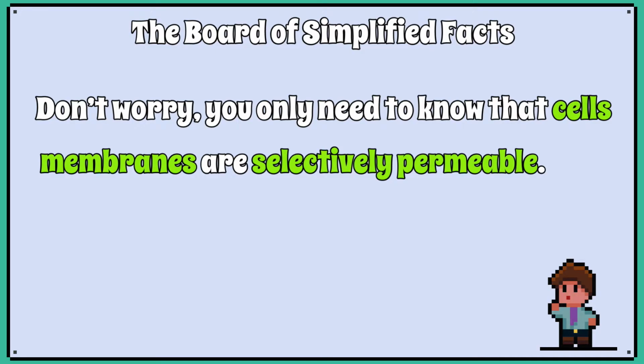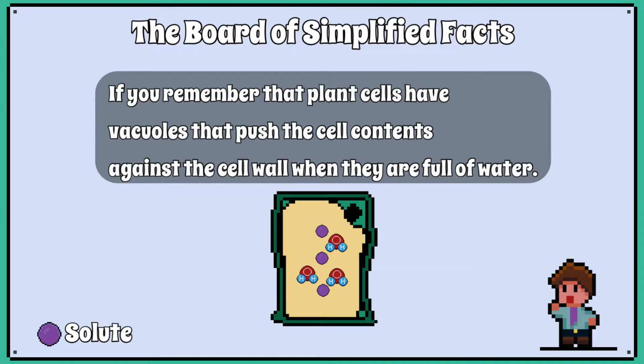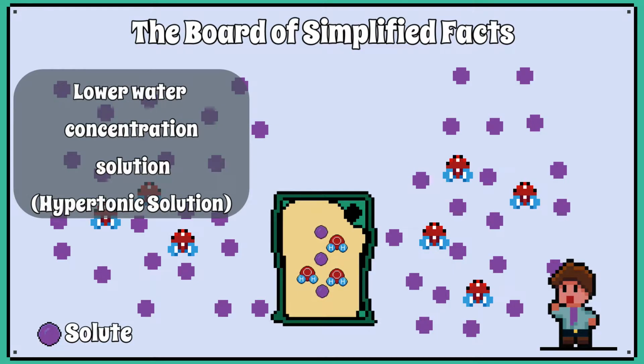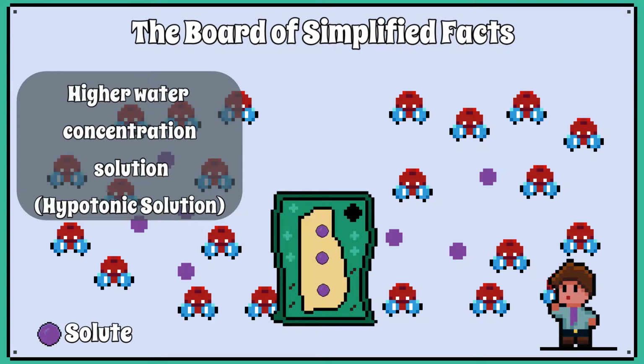Don't worry, you only need to know that cell membranes are selectively permeable. If you remember that plant cells have vacuoles that push the cell contents against the cell wall when they are full of water, then if you place a plant cell into water that has a lower water concentration than the inside of the cell, the water will leave the cell via osmosis and cause the vacuole to pull away from the cell wall. The vacuole will refill with water once you place it back into a solution with a higher water concentration than the inside of the cell.